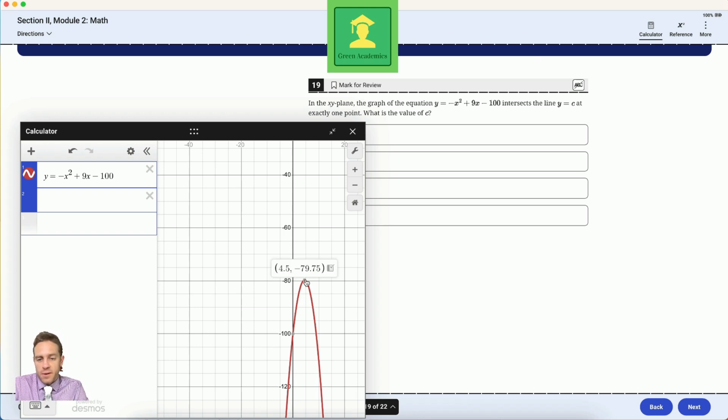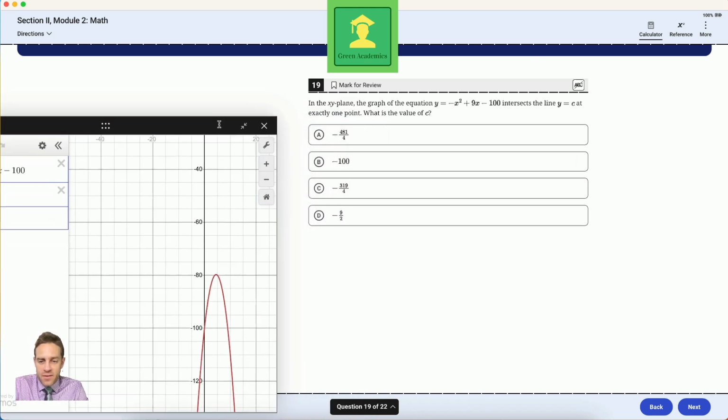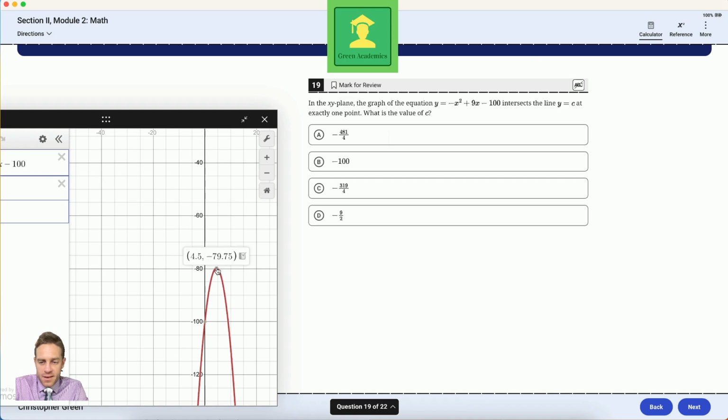So for a horizontal line to intersect a parabola at exactly 1 point, it has to be at the vertex of the parabola. So it would be y equals negative 79.75. Negative 79.75, which I believe is C as in cat, right? Yes. Negative 319 over negative 4.